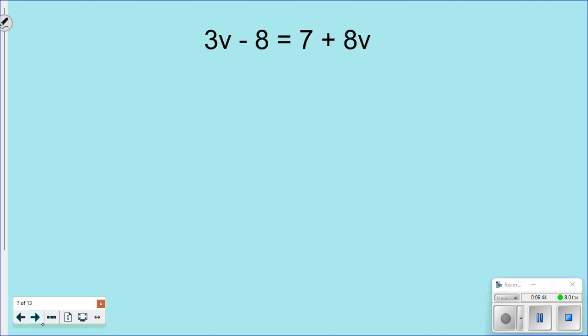Okay, so here's an example of another one, and instead of drawing a picture, I'm just going to start solving it with you. If you can remember, the first thing we did is we got out our duplicates. So I have 3v here, and I have 8v here. So most likely, I'm going to subtract 3v from this side as soon as it comes here.